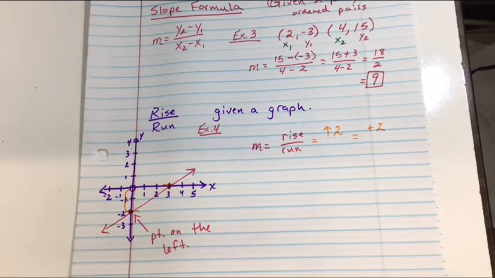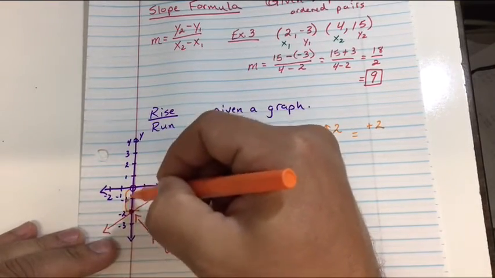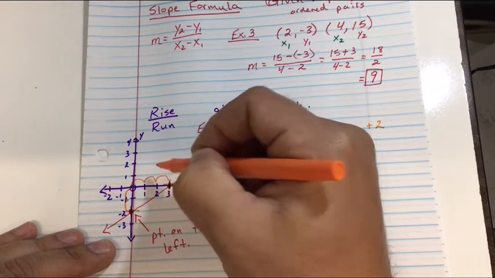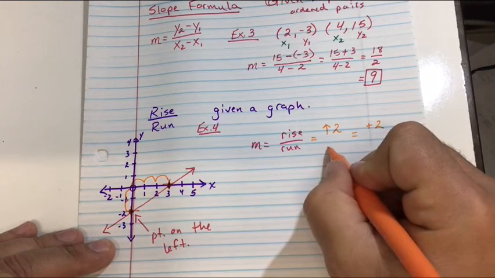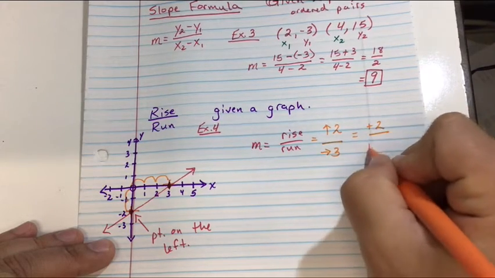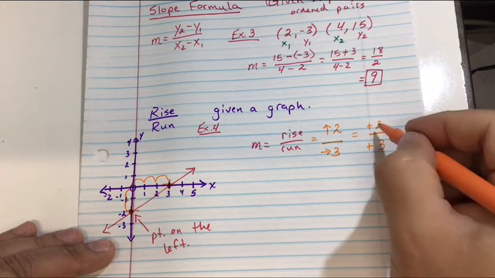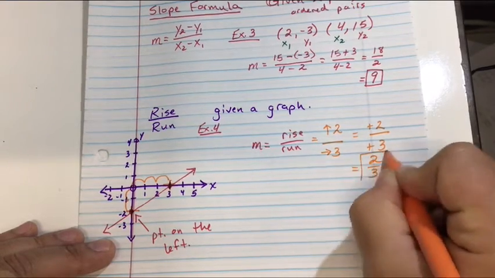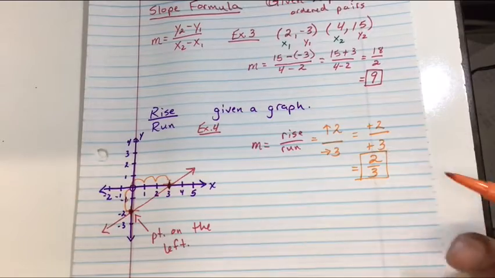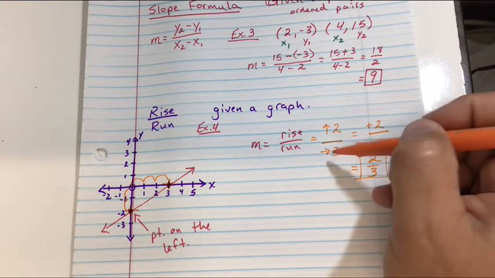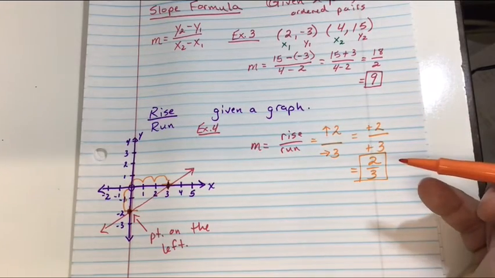And then I'm going to look at the run, which is left to right. So to move from here over to here, I'm going to count 1, 2, 3. That's to the right 3. Anytime I move to the right, that's a positive amount for the run. So it's positive over positive, so my slope is a positive 2/3. Now, I would like for you to understand that if I count down, that would be a negative rise, or if I count to the left, that's a negative run.